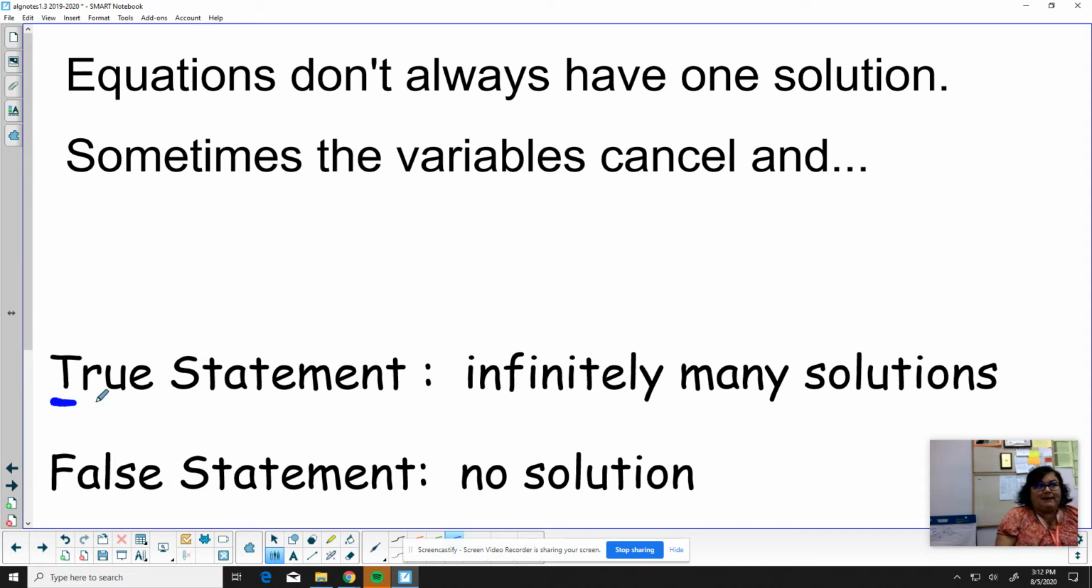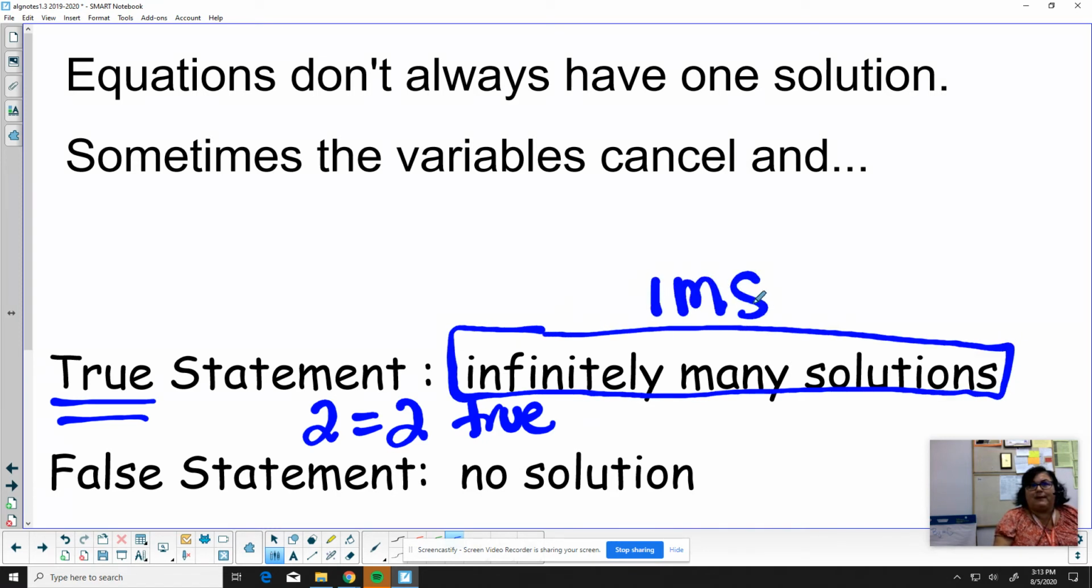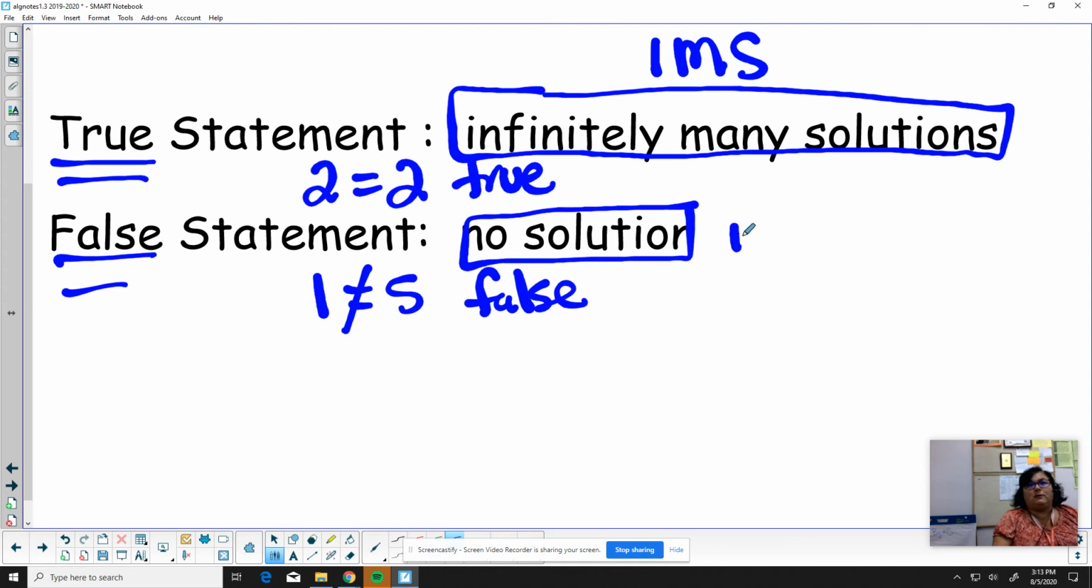So a true statement, so like if the x's cancel and you end up with 2 equals 2. Well, that's true. And if it's a true statement, you write infinitely many solutions. And we're going to abbreviate this IMS. Infinitely many solutions. Okay, and if the variables cancel again and we get a false statement like 1 equals 5. Well, 1 does not equal 5. That's false. So then our answer is no solution. And you can abbreviate that too as no solution NS.